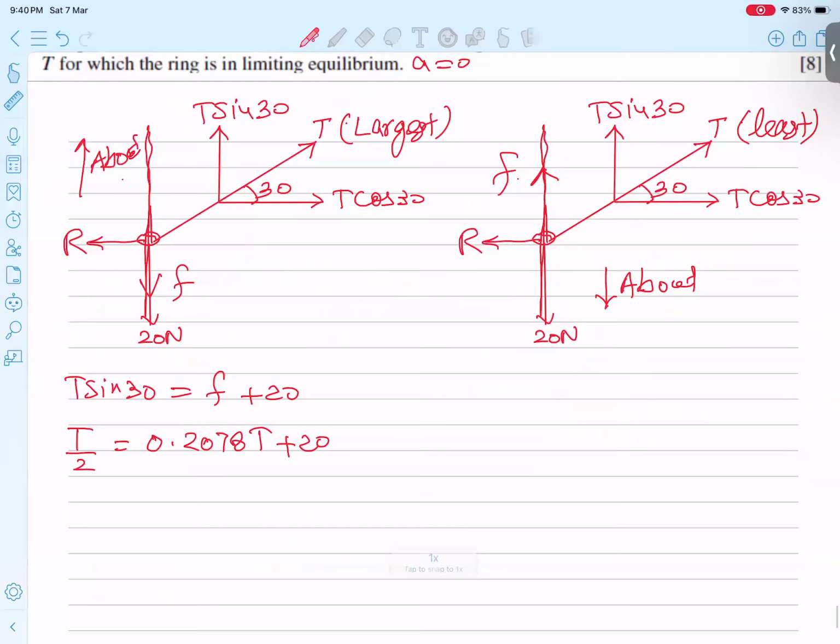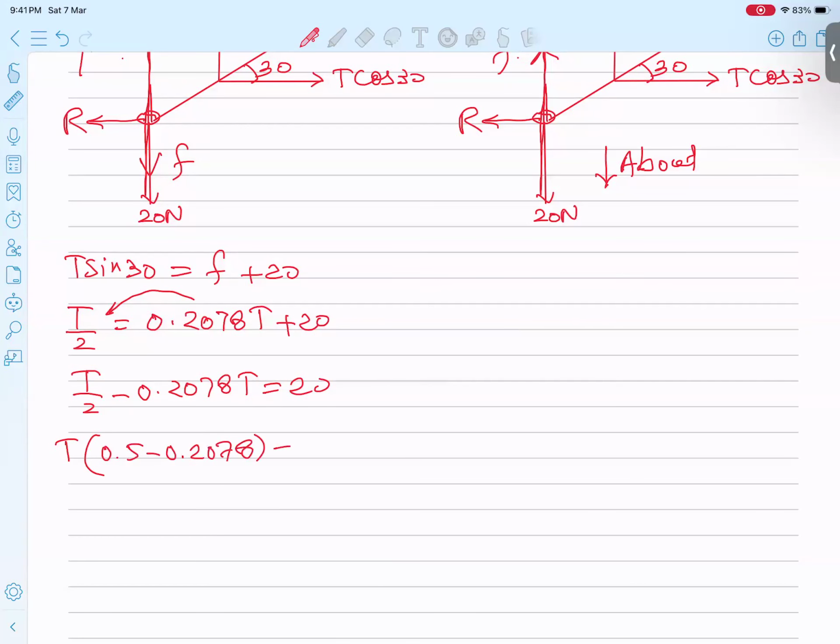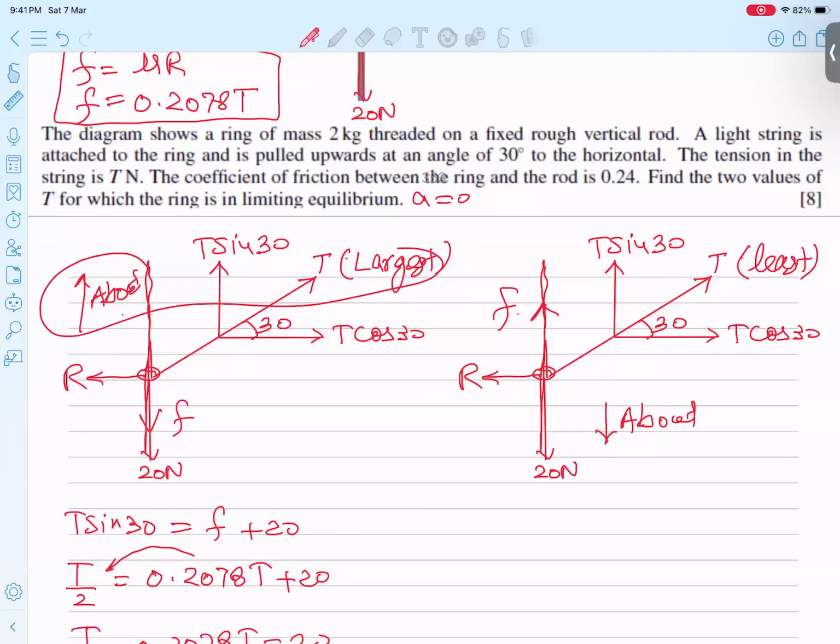What is common from here? T is common. What is left here? Half is left from here. So 0.5 minus 0.2078, and this will go and divide there. So I can find it easily: 20 divided by this component. So if I find it, let's see 0.5 minus this, and 20 divided by the answer. And I'm getting here 68.5 newtons. This is called, because about to move up, the largest force.